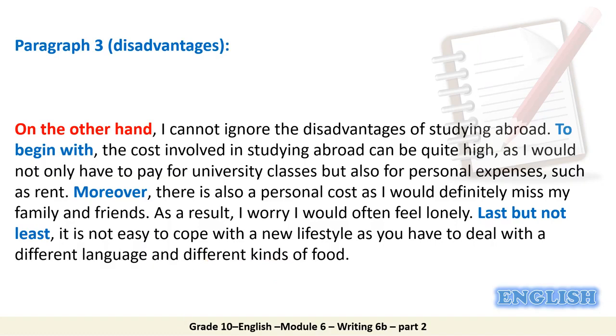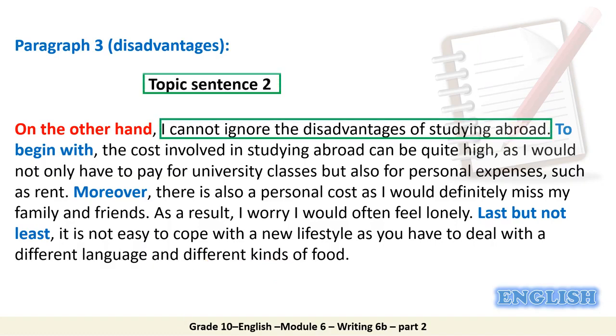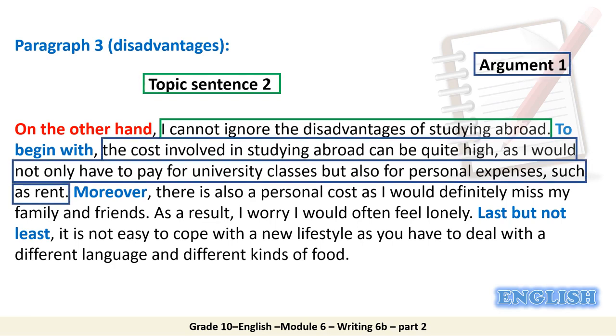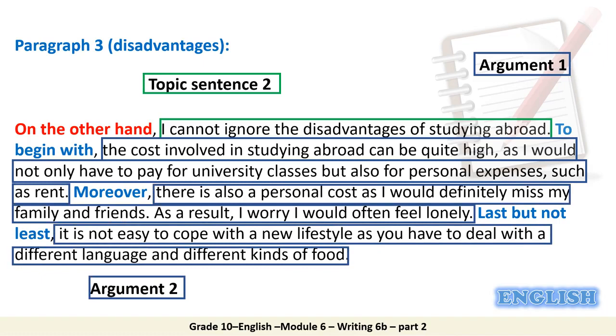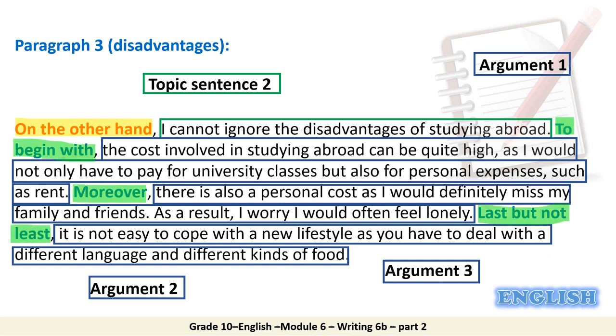So in paragraph 3, you should start also with a topic sentence, then argument 1, argument 2, and argument number 3. And of course, don't forget this one, on the other hand, which is the linker of contrast, okay, and of course 3 linkers for listing.